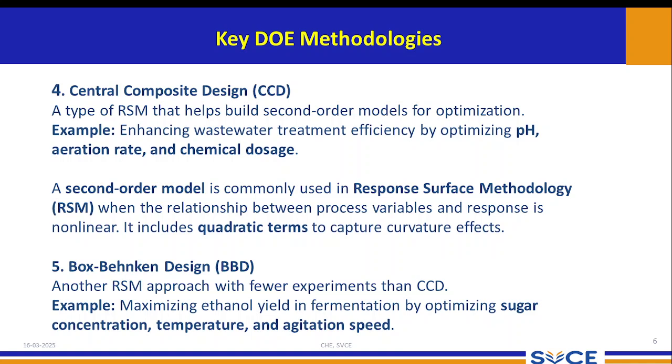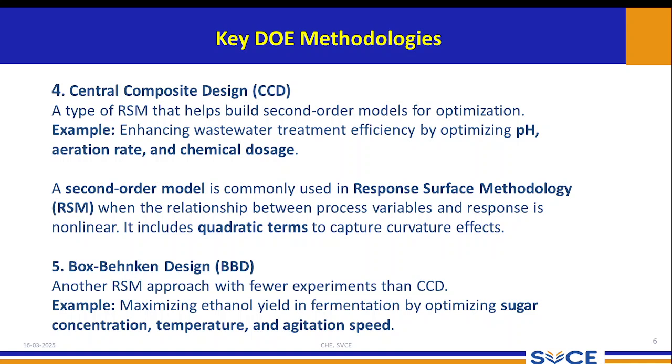Okay, so Box-Behnken design. Box-Behnken design is another RSM with fewer experiments than central composite design. When you go for a central composite design, the number of experiments may be higher, but the Box-Behnken method will try to reduce the number of experiments. Example here is maximizing the ethanol yield in fermentation by optimizing the sugar concentration, temperature and agitation speed. So I will cover this in the second part, within another two classes.